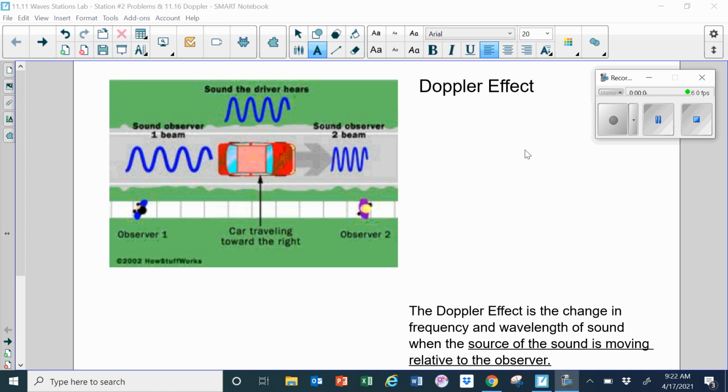I want to give you a quick explanation of the Doppler effect so maybe you can understand it without just the definition, understand what's behind it and better be able to describe it. So this is an example and we'll use it to talk about that.